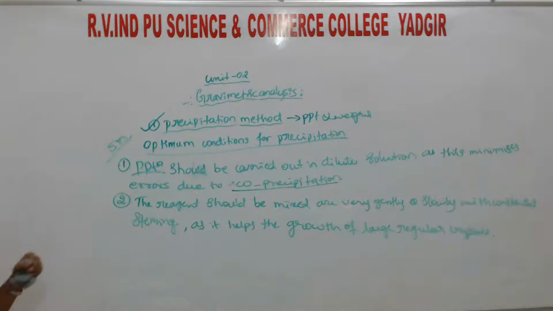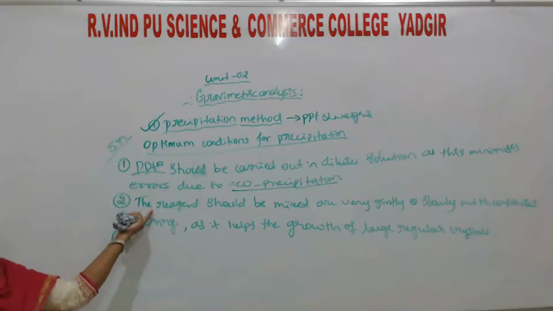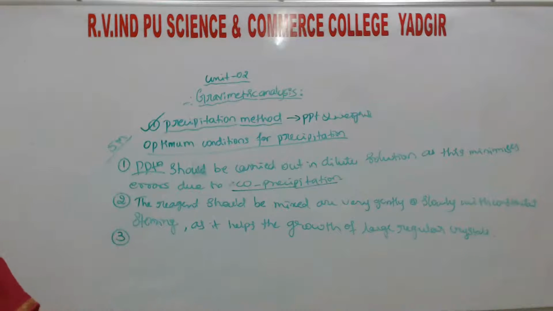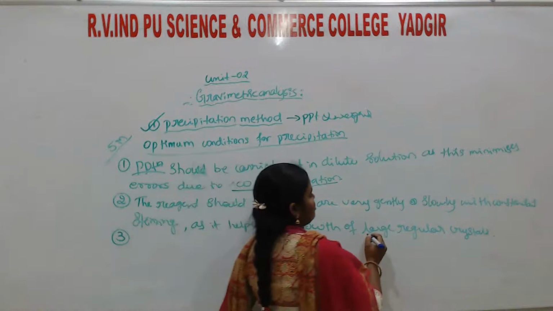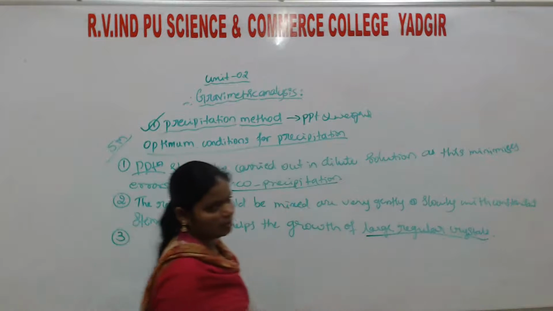And this is the second point. Third one: slightly excess of the reagent should be added to ensure complete precipitation. The mixing should be done order wise. When you are not adding the chemicals order wise, it does not form large regular crystals here.